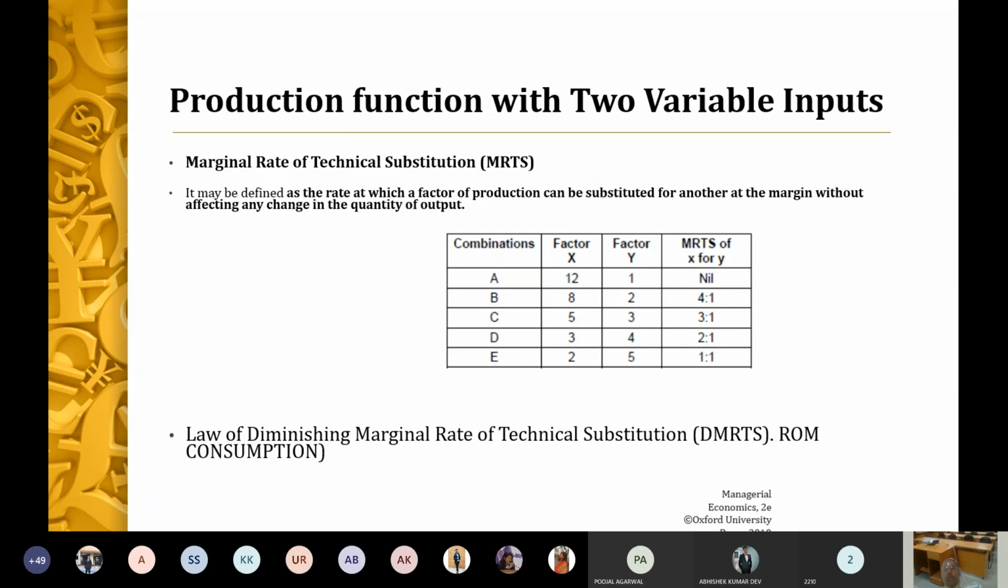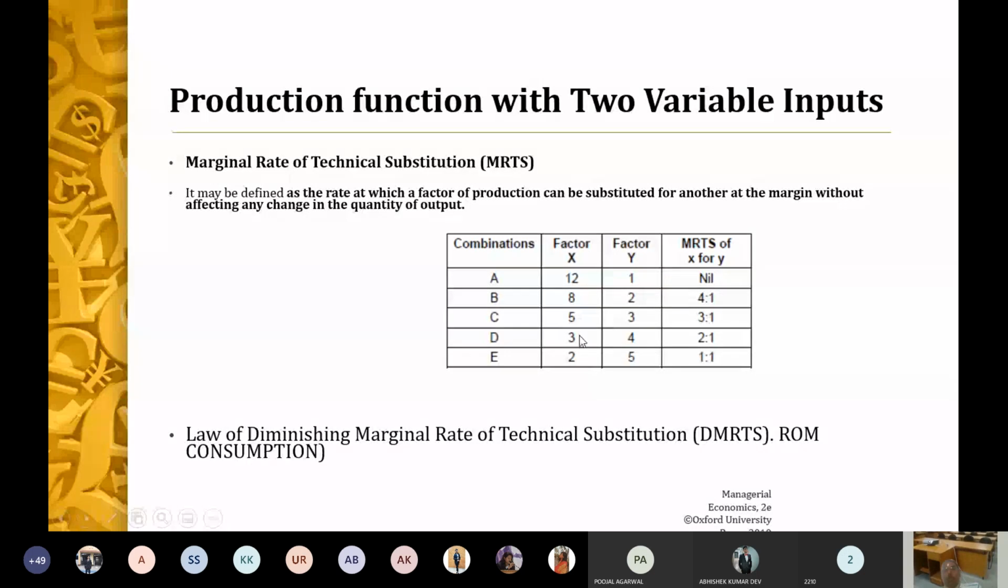In the second case, 12 minus 8, 1 minus 2, minus 1. So we have 4:1. We ignore the negative signs. Again, 8 minus 5 is 3, 3 minus 2 is 1. 3:1. The next case, 2 and 1 unit of difference. So 2:1. In the last one, we have 1 and 1. So 1:1. These are the marginal rates of technical substitution.